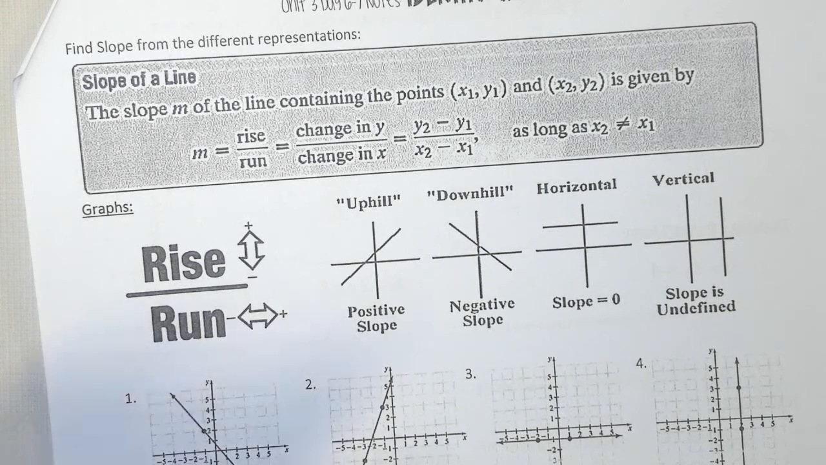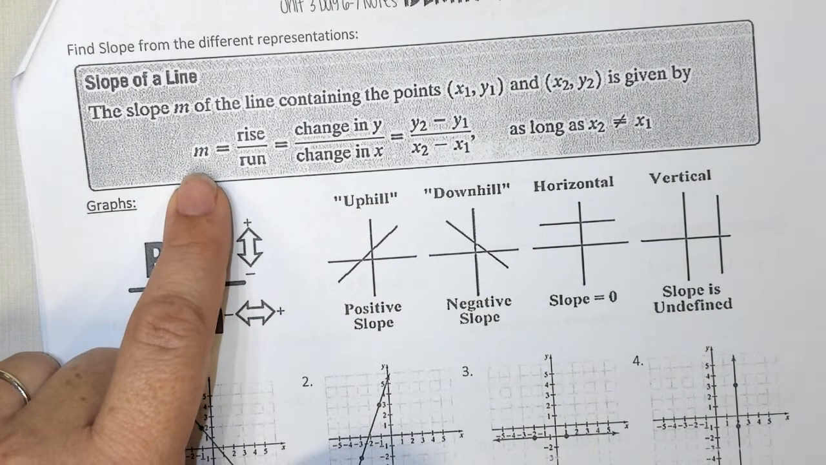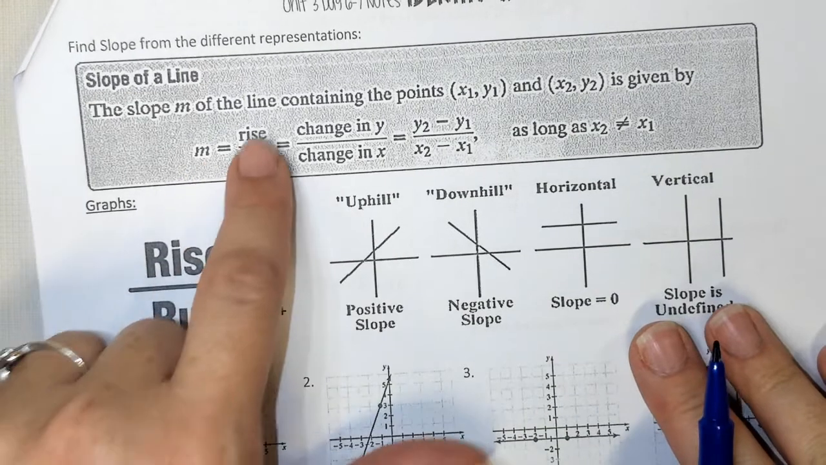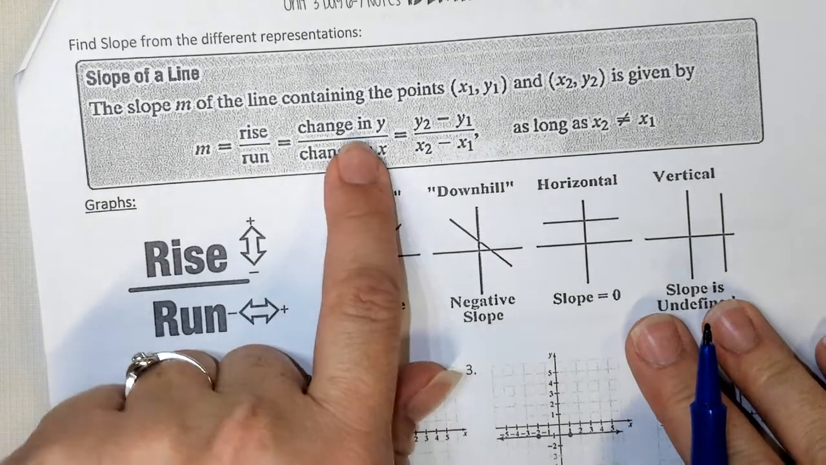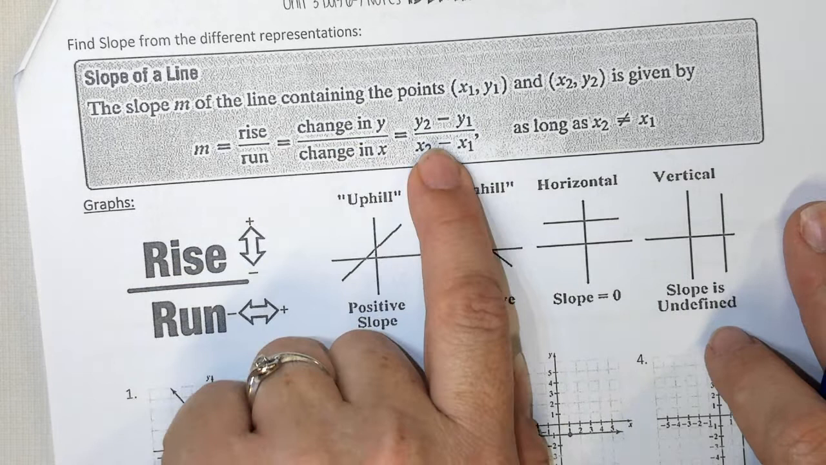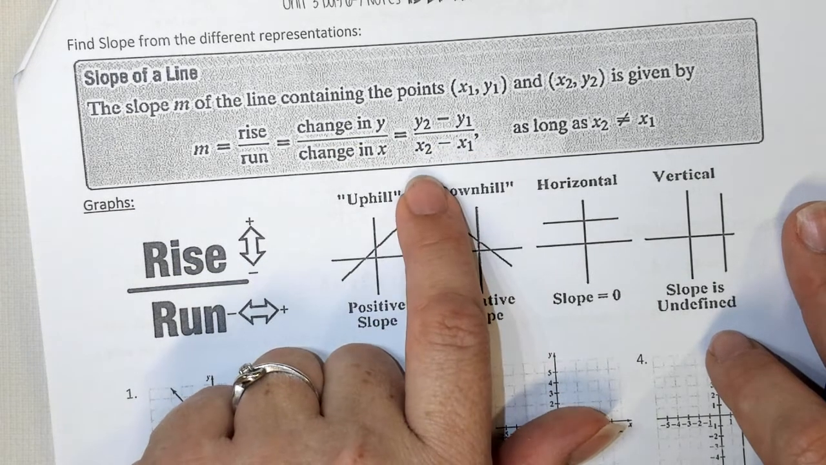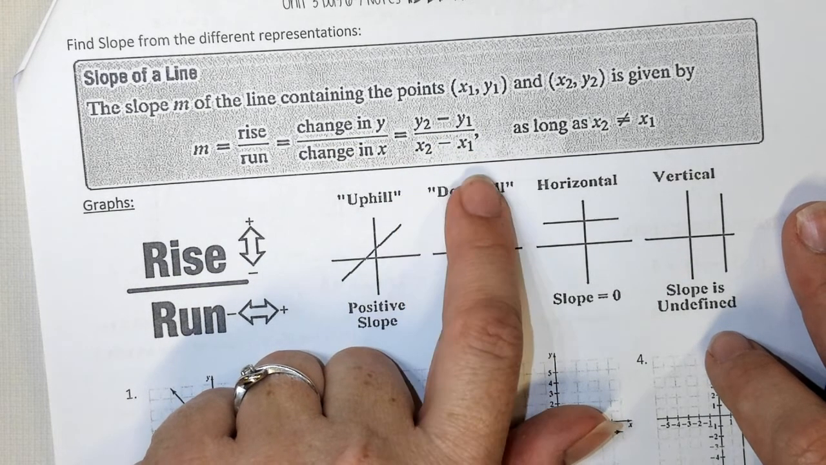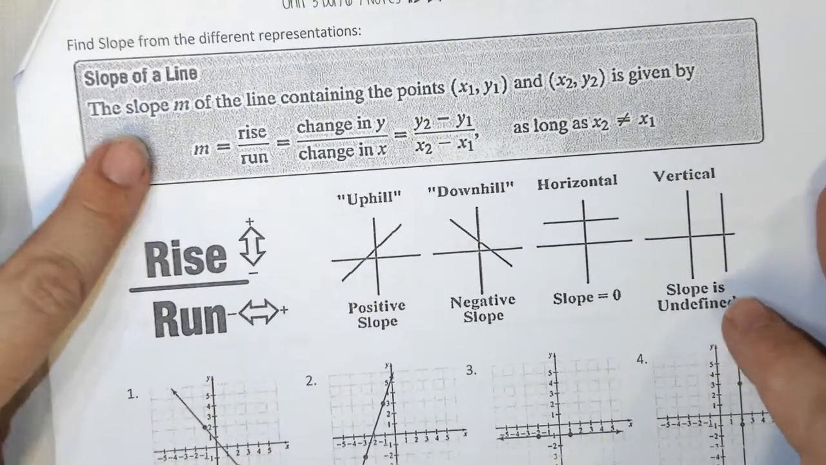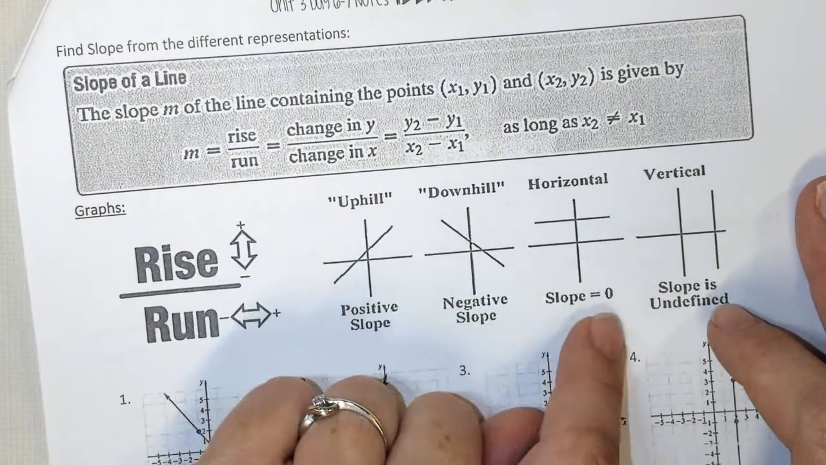Okay, so slope of a line is m, right? M stands for slope. It is the same thing as rise over run, which is the same thing as change in y over change in x, which is the same thing as y2 minus y1 over x2 minus x1. Okay, we're going to talk about those pieces of it separately.